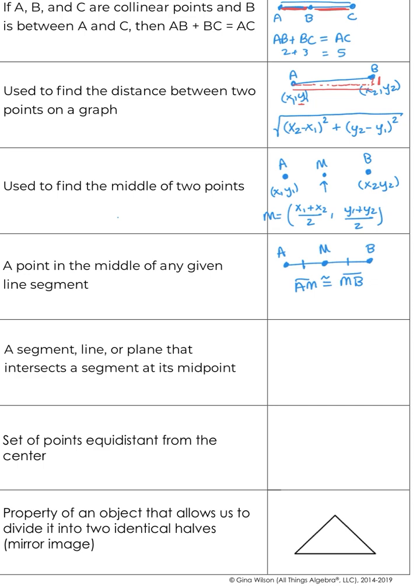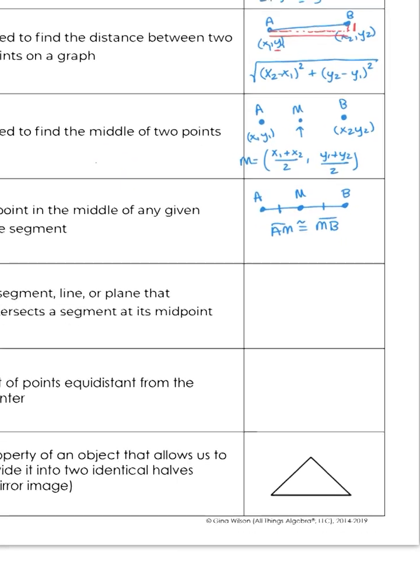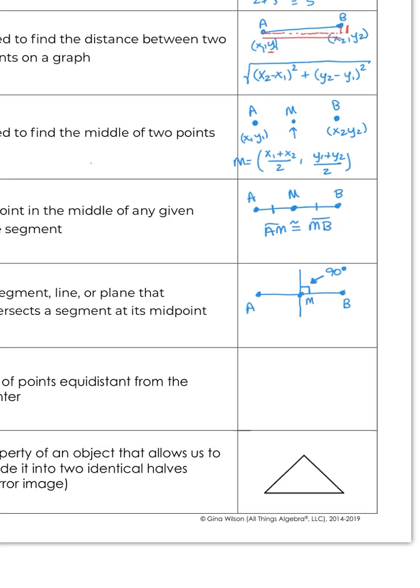The segment bisector, we're going to learn how to draw those. That is a segment or plane that cuts the segment at its midpoint. So again, if I have A and B, then the segment bisector is going to come through and cut this right in the middle at the midpoint, and it's going to create a perpendicular angle. Okay, so perpendicular, remember, is 90 degrees. And that's what makes it a segment bisector.